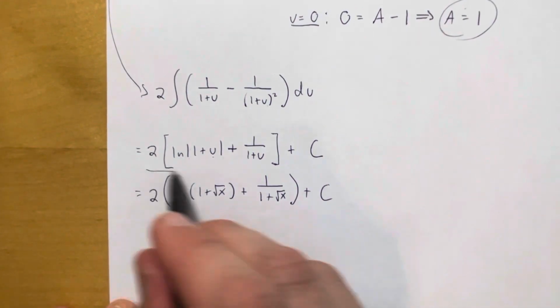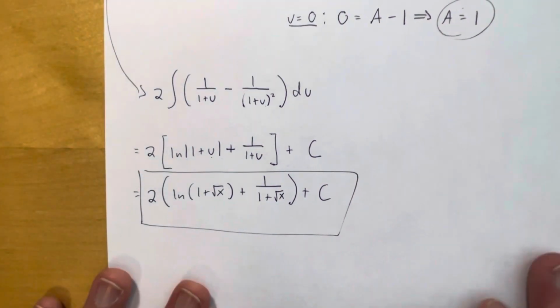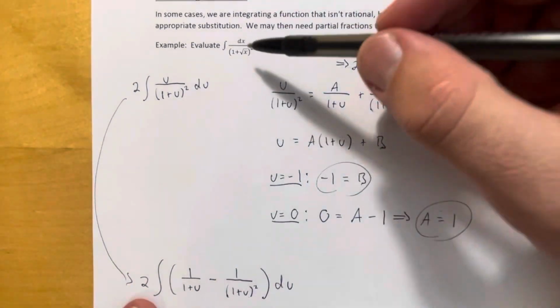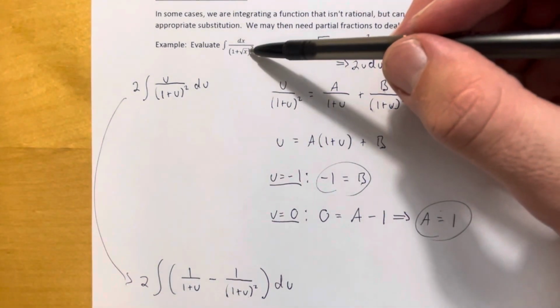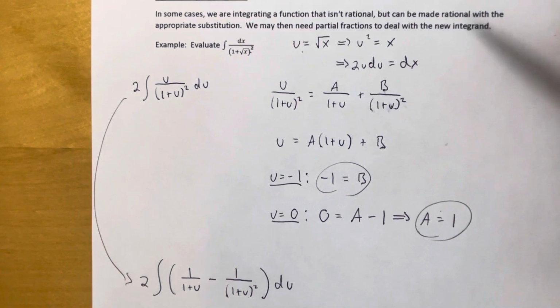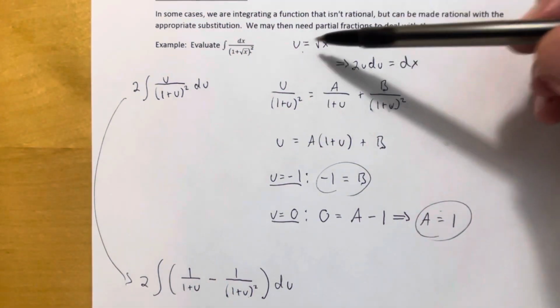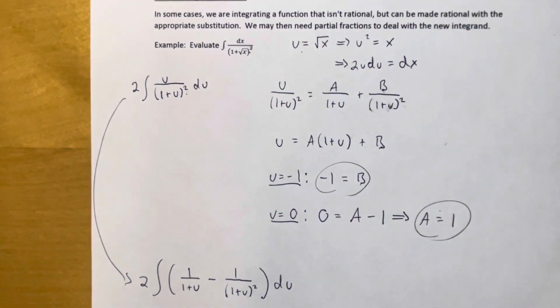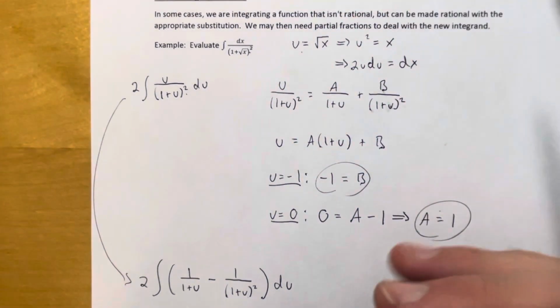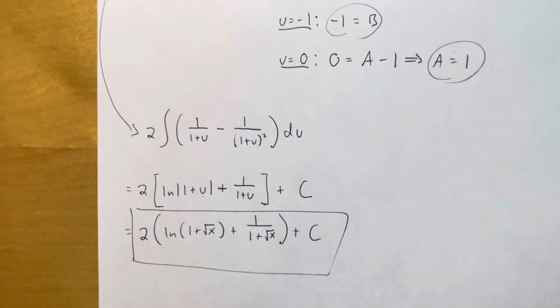That's it. So sometimes, again, you have something that looks close to a rational function, but it's not, because it doesn't necessarily have polynomials. But with a carefully chosen u substitution, you can convert it into something that is a rational function, and then partial fractions is helpful, and then you end up where we did here. Okay, so that's it for 7.4.